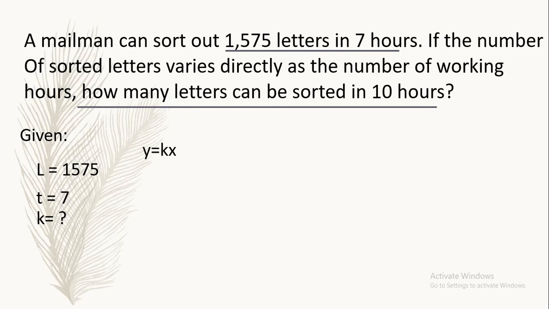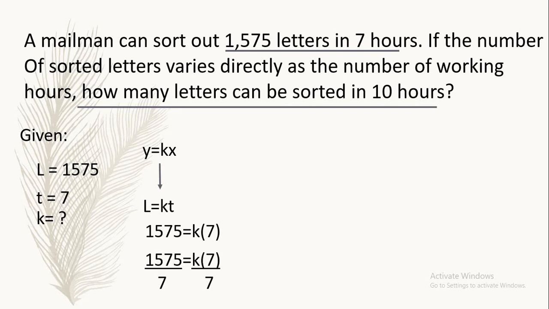Okay, now use y is equal to kx. From the equation y is equal to kx, we will use L is equal to kt. Okay, L for letter and T for time. So that is 1,575 is equal to k times 7. Then we will use the division property of equality. So divide both sides by 7 to cancel out. So your k is equal to 1,575 over 7, and to simplify it, that is 225.